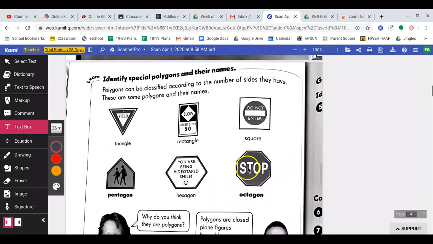Okay, now moving on to the next page, it says identify special polygons and their names. Most polygons have a special name depending on how many sides there are. A side is the line segment on the outside of a polygon. So a triangle is the 3-sided polygon. There are several names for 4-sided polygons, which we call quadrilaterals. For example, a rectangle and square are 2 very common types of quadrilaterals that have 4 sides.